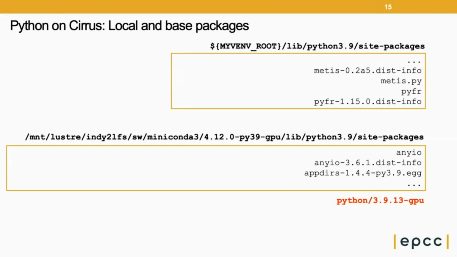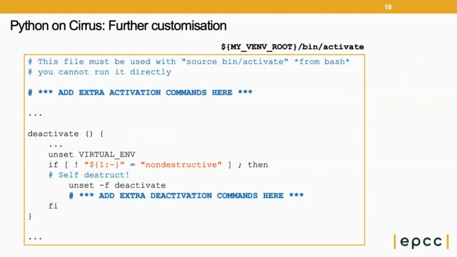And this is the Miniconda 3 environment. That's the set of packages that corresponds to the Python 3.9.13-GPU module. That's in red. So that just gives you an overview of where packages are coming from. And then you may need to do further customization for your local environment.